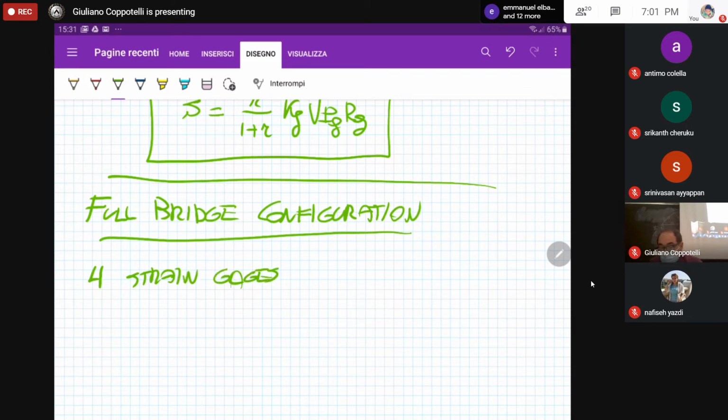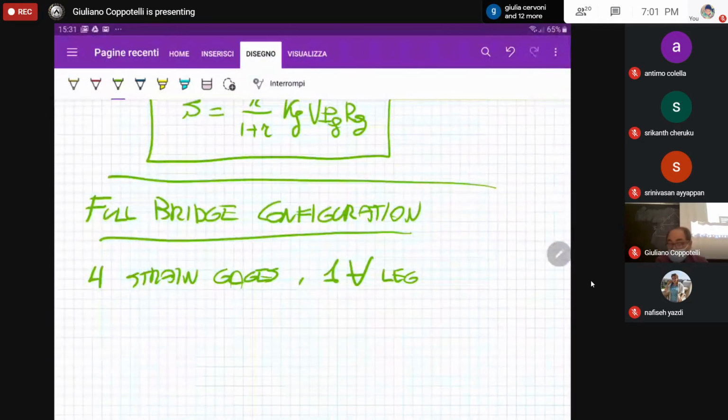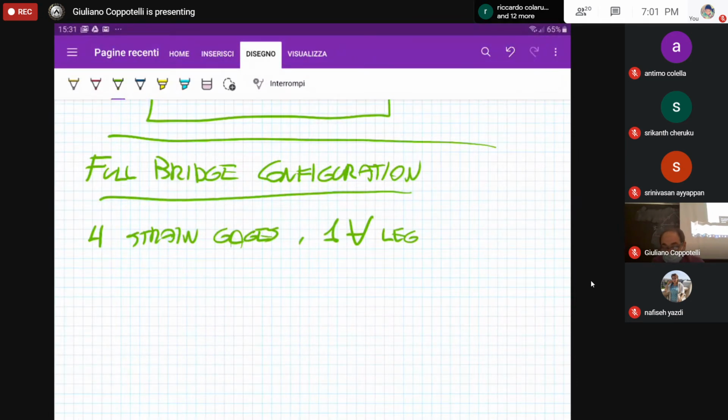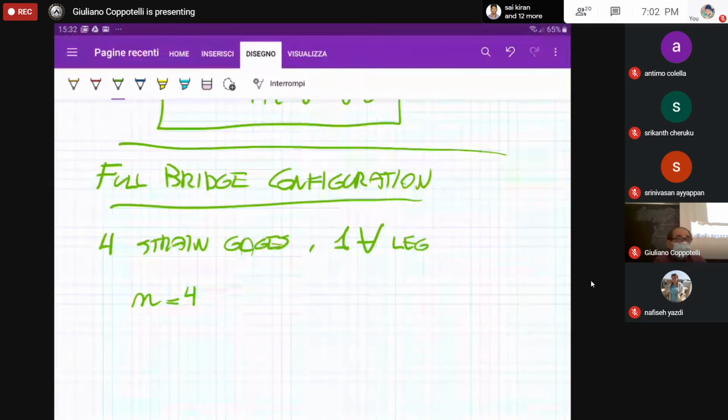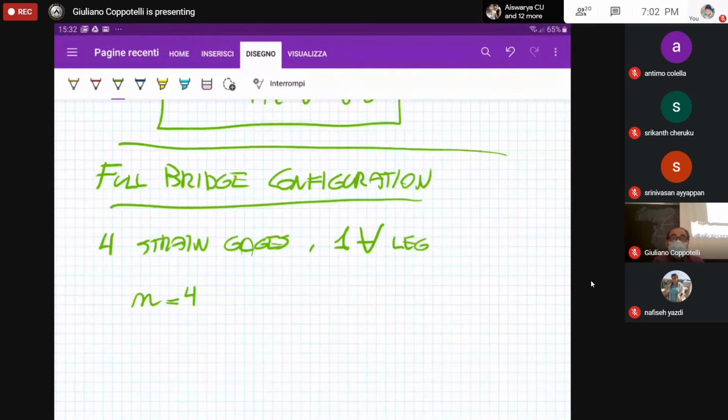Okay, that is 1 for each leg. So we are having strain gauge 1, 2, 3, 4 in leg 1, 2, 3, 4, and n will be equal to 4. Remember, when using 4 strain gauges, you have to be smart enough to bond them in the right location of your structure, because you have to sum up all the signals and not cancel out all the signals in order to have 0 output.